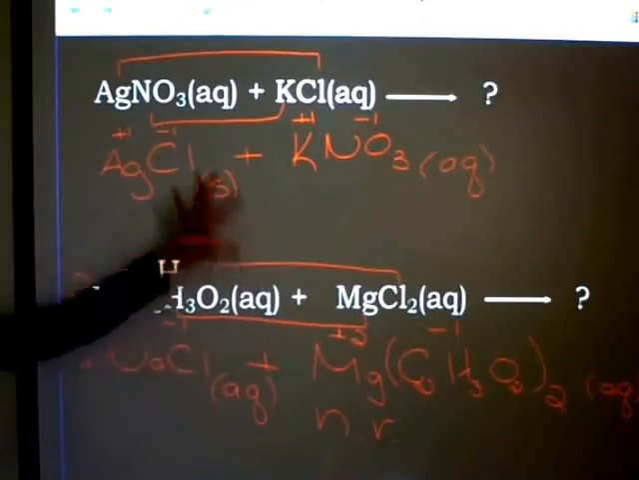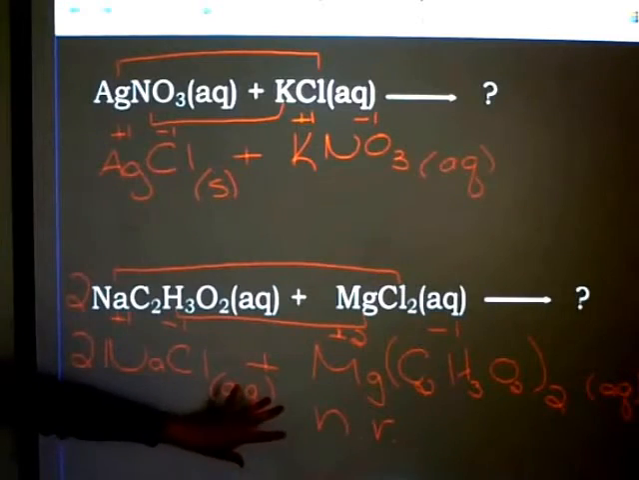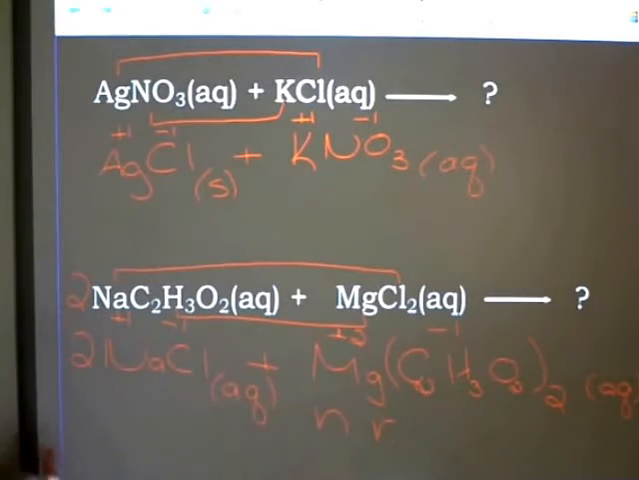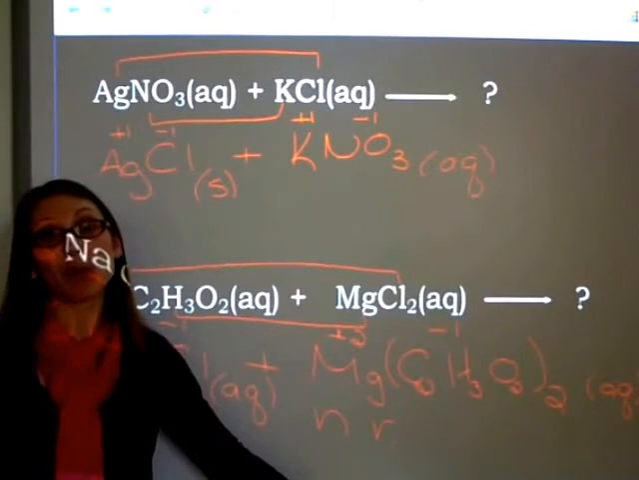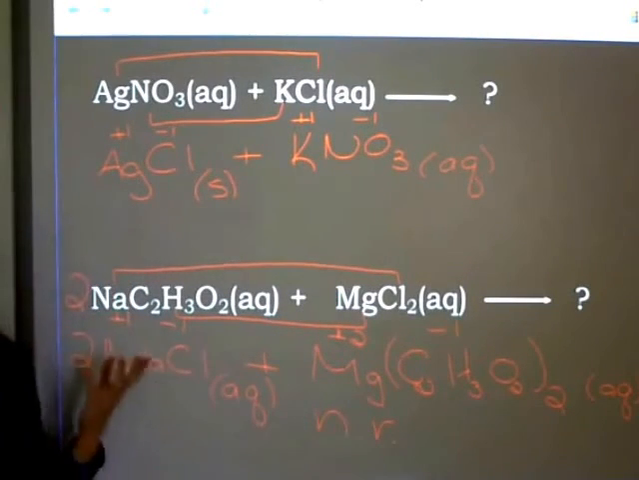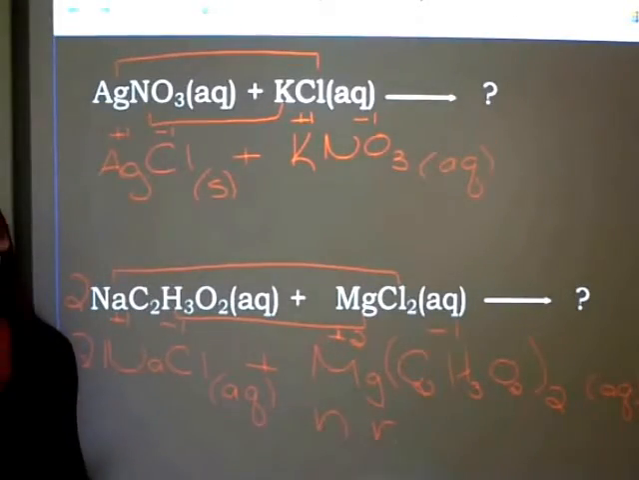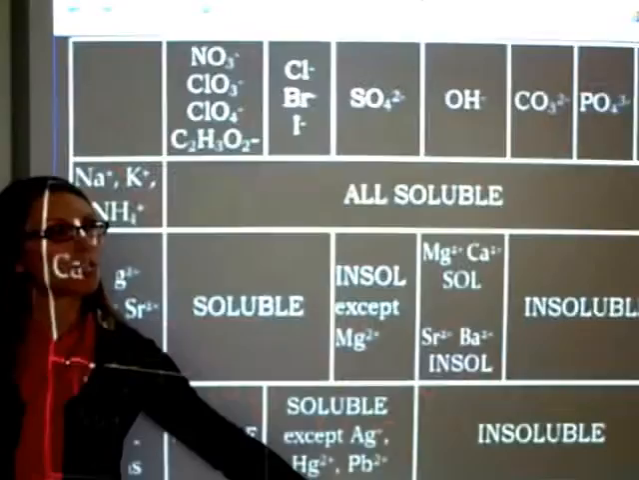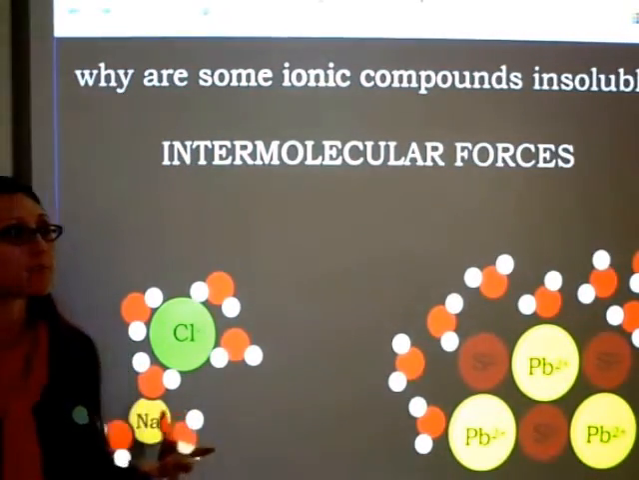The question is why do some solids form while other ionic compounds will dissolve in water? And that's a question that's not answered by my solubility chart. My solubility chart is a set of empirical results. So what have we seen? Which things dissolve and which things won't? Let's take a closer look at what's going on when things dissolve to answer that question.